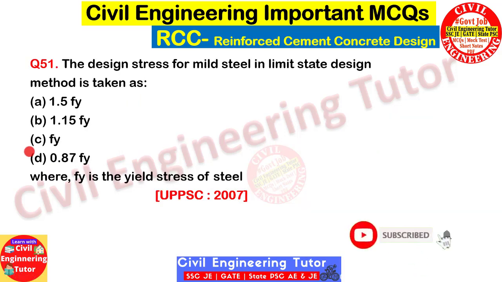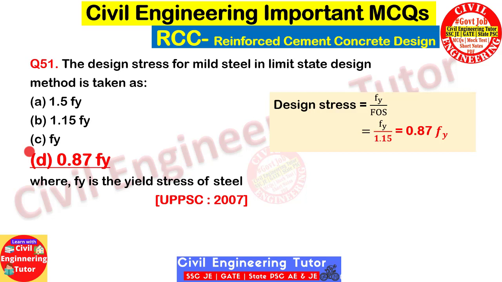Now question 51: the design stress for mild steel in the limit state design method is taken as. We already knew this from part 1 of this RCC MCQ series, that the factor of safety for steel is 1.15 in the limit state design method. So we simply divide the characteristic strength of steel by that factor of safety. Design stress will be Fy, the characteristic strength, divided by 1.15, so it comes out to 0.87 Fy. The correct answer will be D.